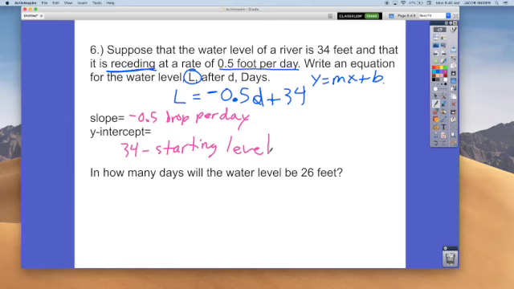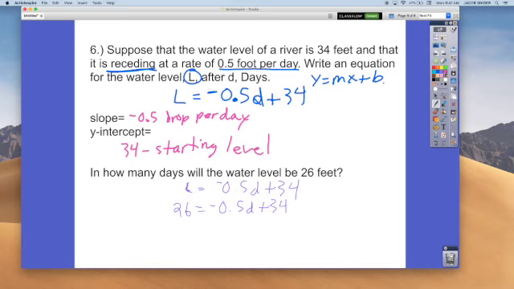Okay, now here's my question. After how many days will the water level be 26 feet? So I'm looking for days. Here's my equation: L equals... okay, so I want the level to be 26. I'm looking for days, just like the last one that we did.